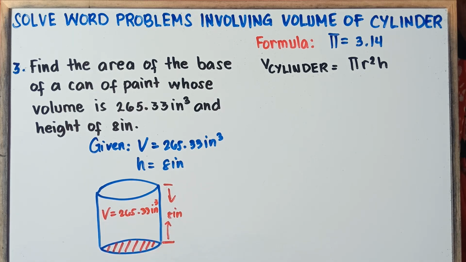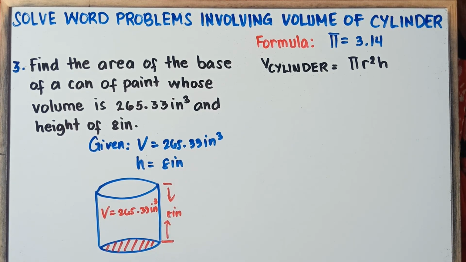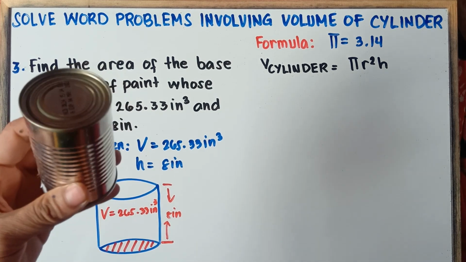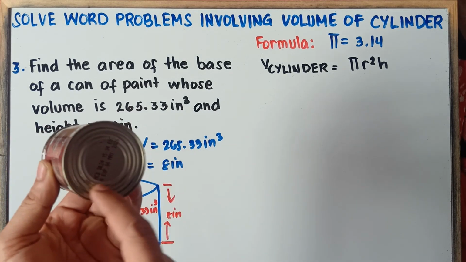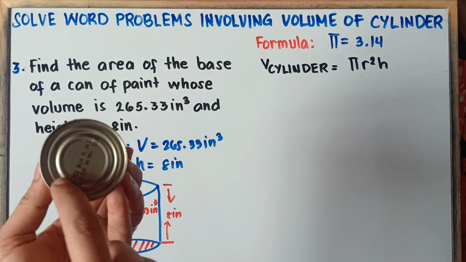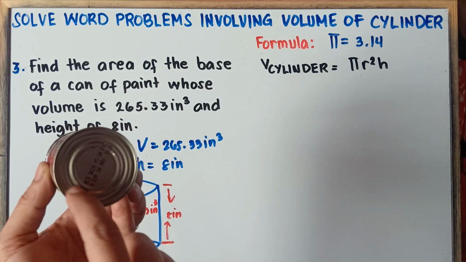Now, always remember this, class: in a cylinder, the shape of the base is always a circle. For example, this can right here. We are told to find the area of this base. The shape of the base is always a circle for a cylinder. So therefore, class, we need to find the area of the circle.